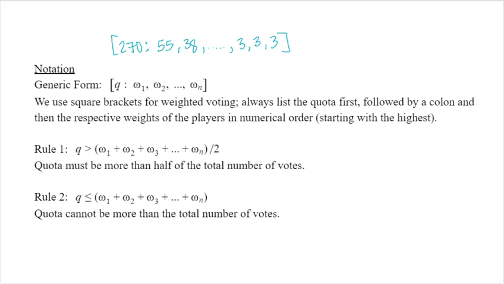Now, there are 2 rules with regards to the quota. First, the quota must be more than half of the total number of votes. So the quota has to be greater than the sum of the votes divided by 2. The second rule is that the quota cannot be more than the total number of votes. So it has to be less than or equal to the sum of the weights. And both of these are pretty common sense. Your quota needs to be at least a majority, but can't be more than the total number of votes.